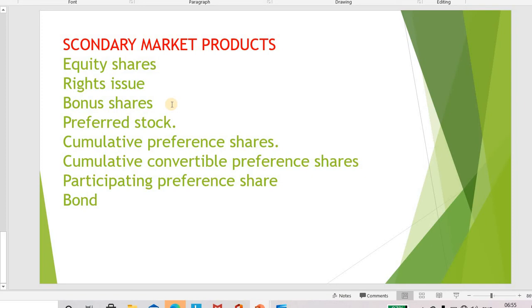Next one, cumulative preference shares. A type of preference shares on which dividend accumulates if it remains unpaid. If dividends are unpaid, they will accumulate and be paid later. That one is called cumulative preference shares. Next one is cumulative convertible preference shares.